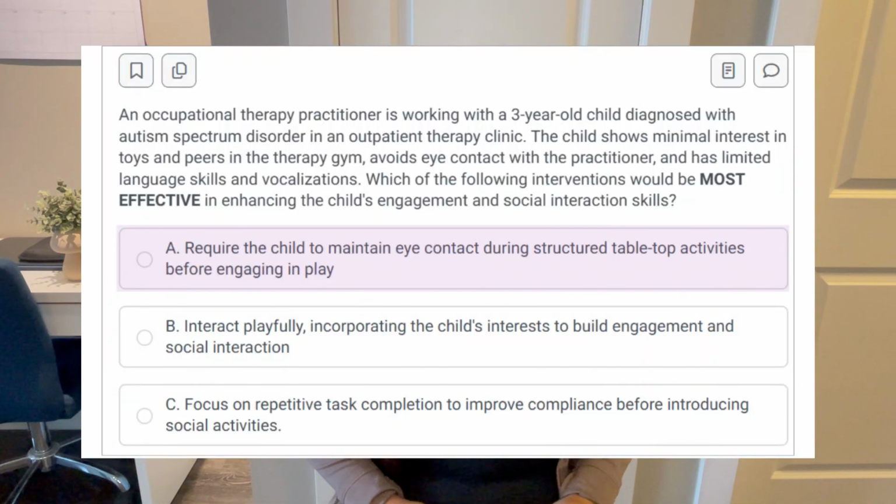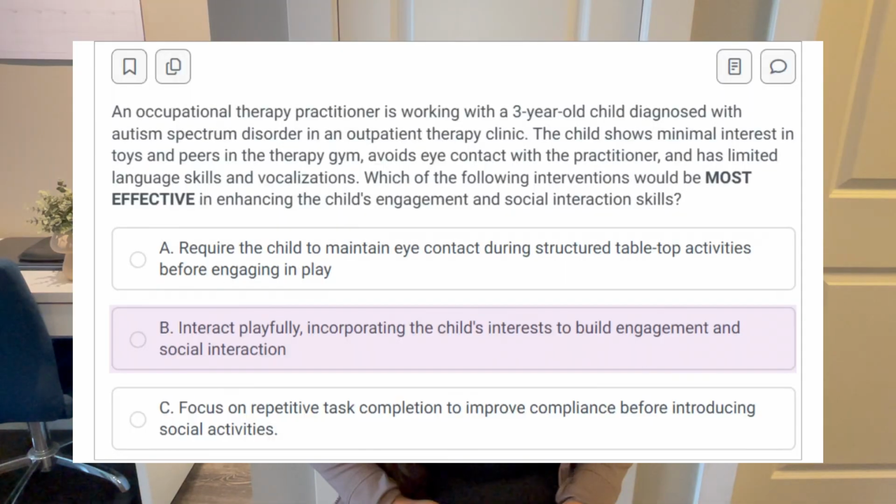Okay, so immediately after reading this question, what sticks out to me is that they want the child to engage and focus on those social interaction skills. So I am going to look through my options and start eliminating. First, we have option A, require the child to maintain eye contact during structured tabletop activities before engaging in play. Now, option A to me seems like it is not the correct answer. And keep in mind, I am a pediatric occupational therapist, so I'm sure when I was a student, this question might have been a little bit more difficult for me to answer.